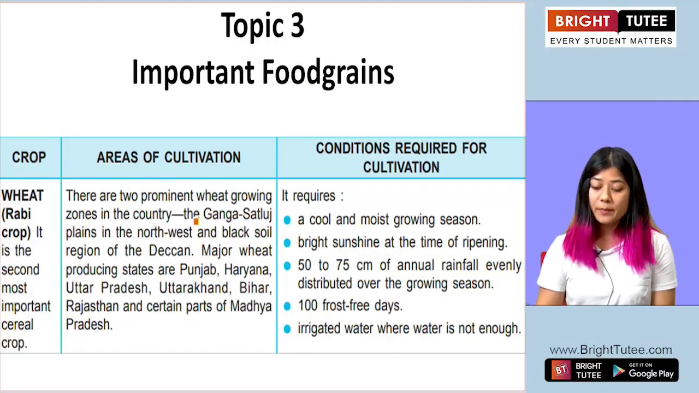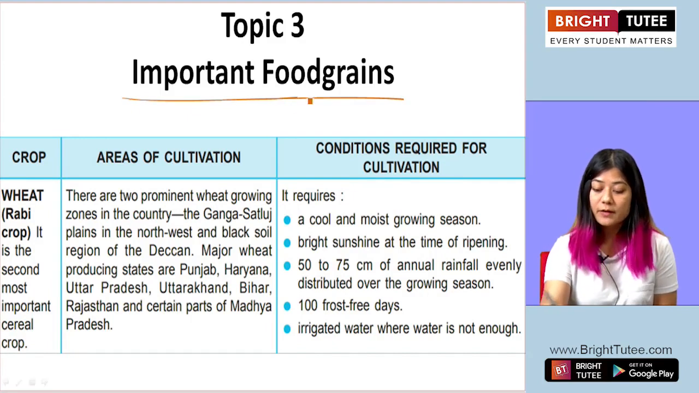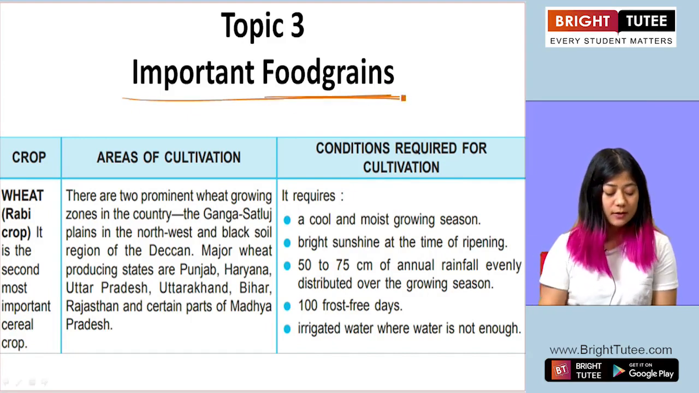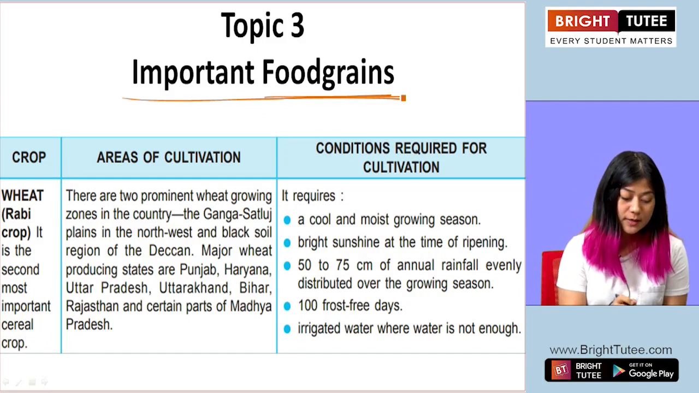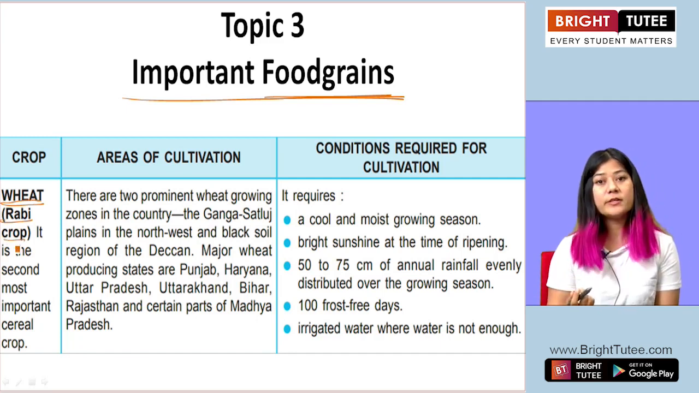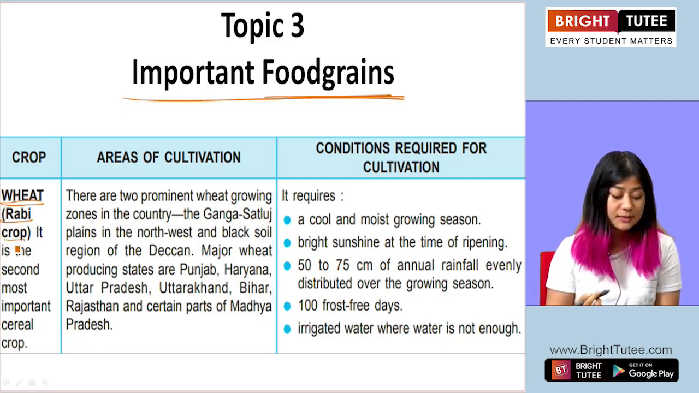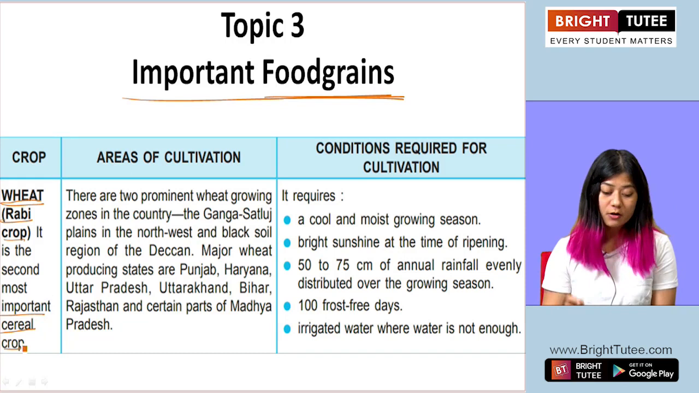So in this topic, we'll learn about some of the important food grains. We'll look at food grains, grains that are consumed as food. The first one is wheat. Wheat is a rabi crop. Now we already know what a rabi crop is, right? Wheat is the second most important cereal crop in our country.